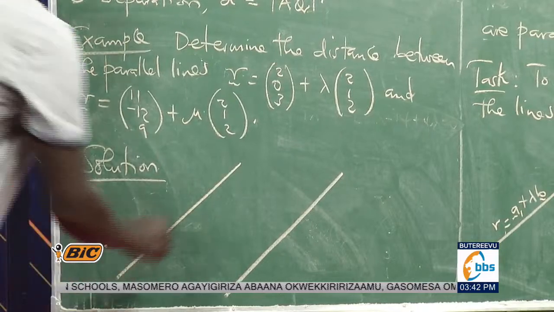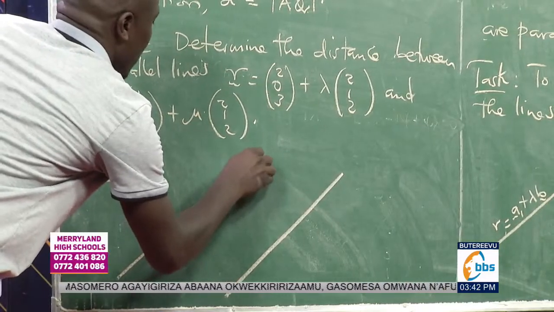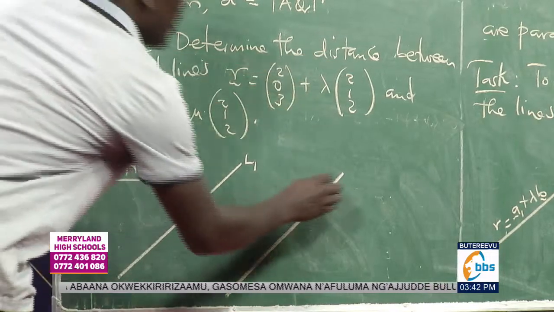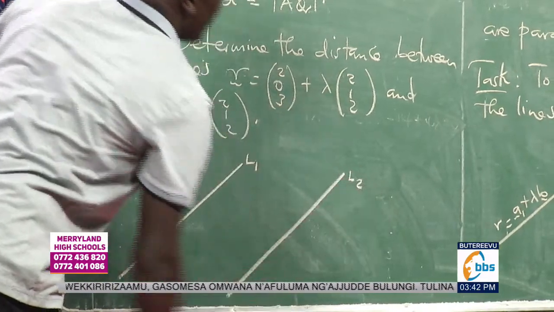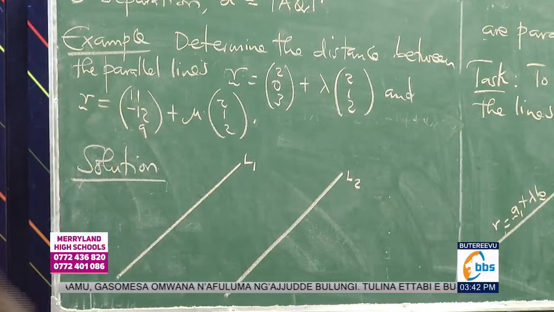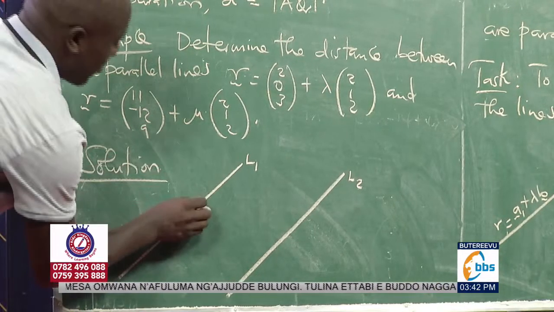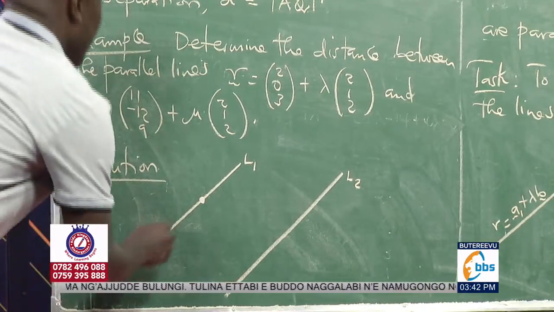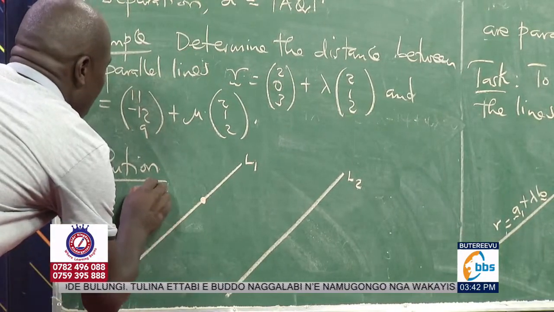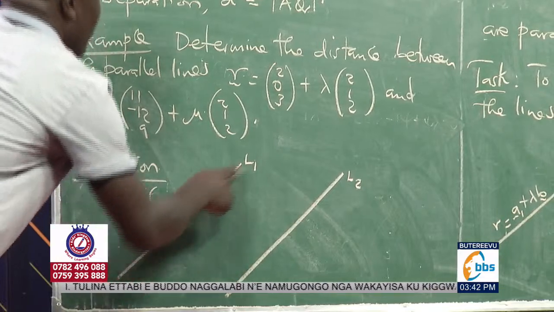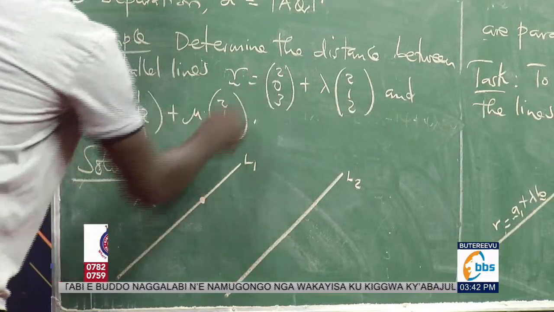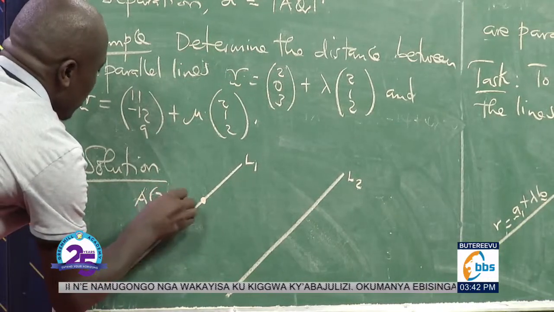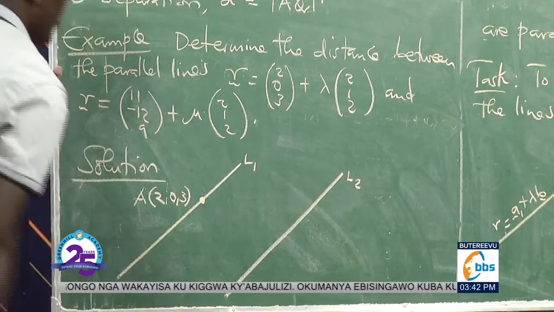So let's call this L1, where L1 is the line which was given first, and let's call this one L2. L2 is the line given second. I hope you don't get confused. Now we will need a point on the line, so we shall pick the point A on L1. We could take this one here, whose position vector is already given. That's the point (2, 0, 3).